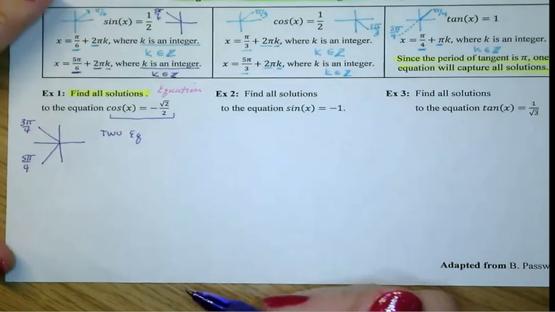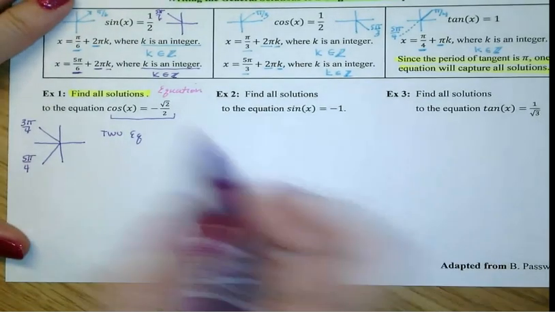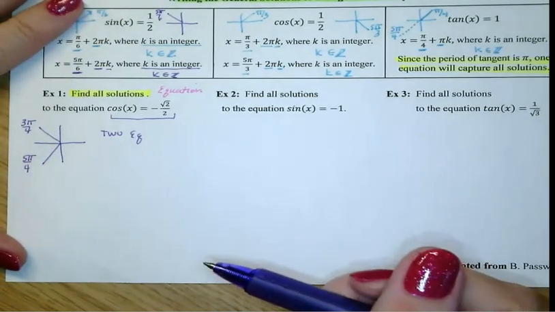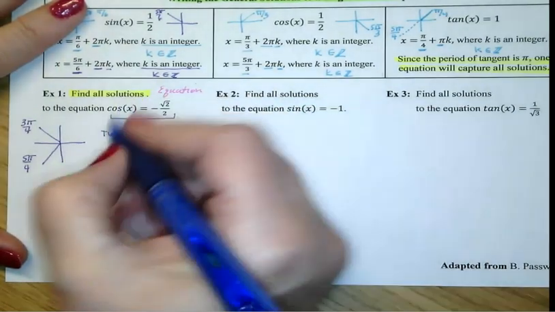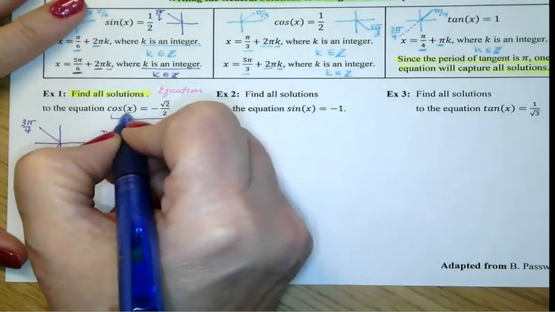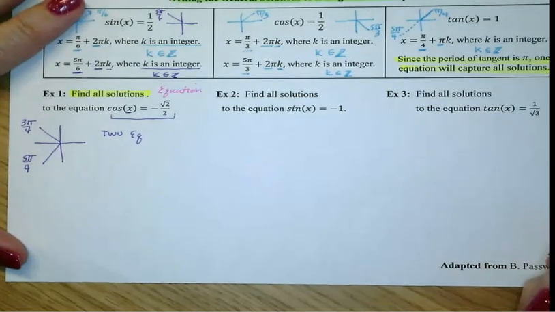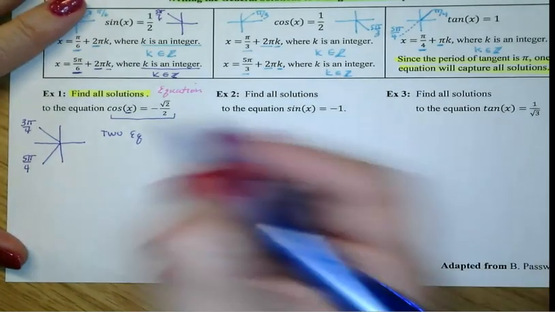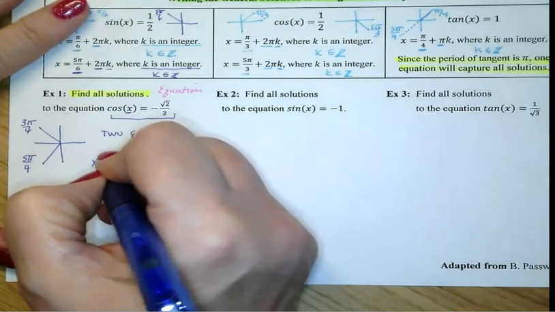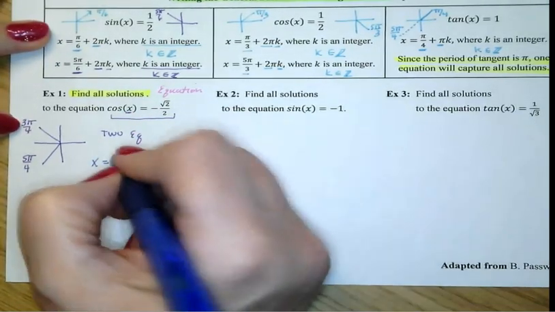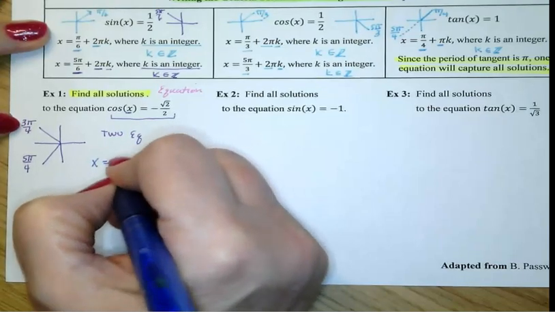Not that I expect you to write that when you're doing your problems, but it is notes. So I do want you to write in there that you're going to need two equations. So to write our two equations, we're going to take x equals, because our symbol we use there is x. If the symbol there is theta, then you would say theta. If it's beta, then you would say beta. All right, so I'm going to take x equals, I'm going to do my first angle, 3 pi over 4.